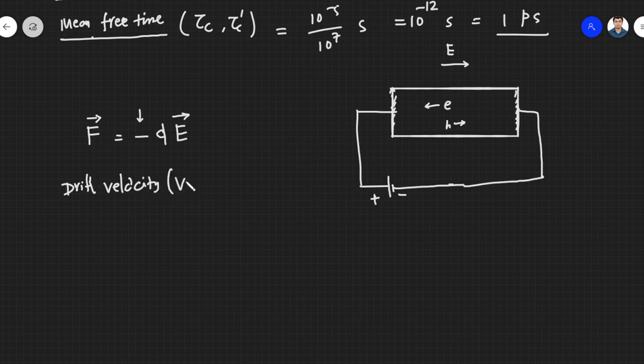Okay, so it's Vd we write, or Vn. For electron we write as small vn, not capital V, we write small vn. Okay, so this is the drift velocity.